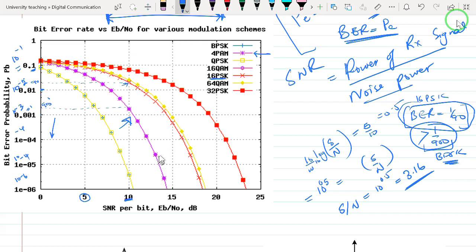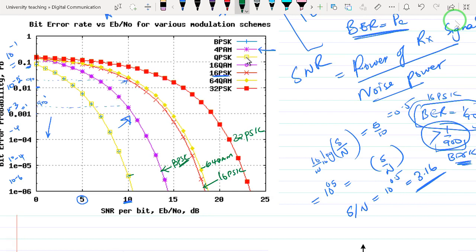Now, if you look very keenly at this graph, you will see that I should actually label them. This one is for 32 PSK. The one in yellow is for 64 QAM. The one in stars is for 16 PSK. This one in blue and star combines BPSK. I suspect that QPSK is here, and then what we also have here is BPSK, and 16 QAM is also in this graph.